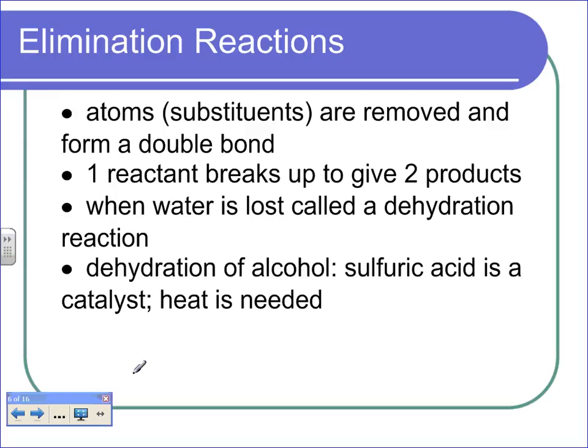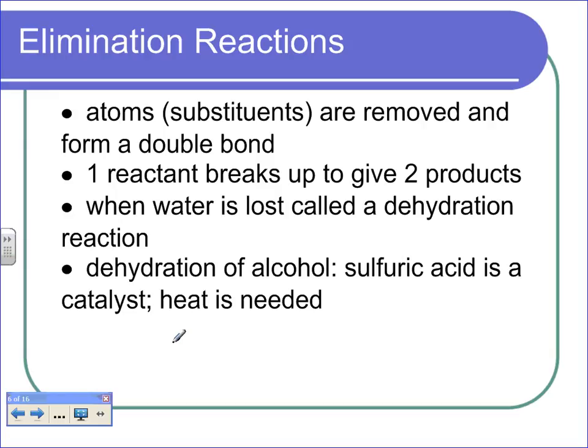The last reaction that we'll discuss in this first part is elimination reactions. Elimination reactions are the opposite of addition reactions. So rather than adding something across the double bond, we're going to remove substituents and form a double bond. So we're going to start with one reactant and break it up to produce two products.